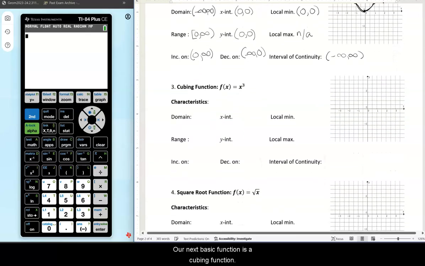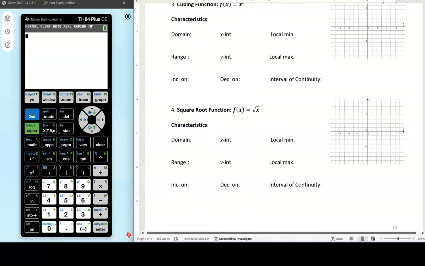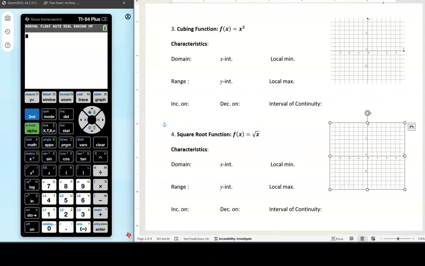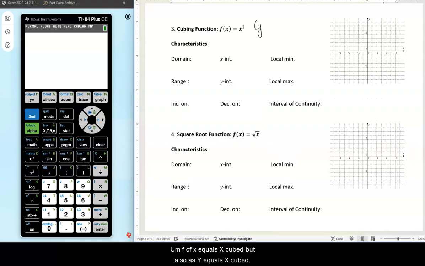Our next basic function is a cubing function. You probably have seen it before. f of x equals x cubed, but also y equals x cubed. That means that for every x value, the y value ends up being the cube of that. So starting at 0, 0 cubed is 0. 1 cubed is 1. And then 2 cubed is 8, which is way up there. I'm just going to put a dot up there, but it's a little bit further than that.